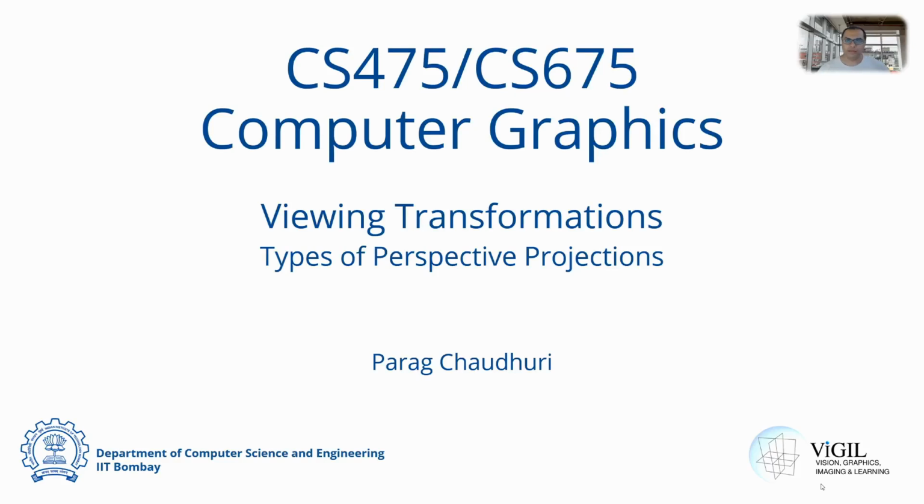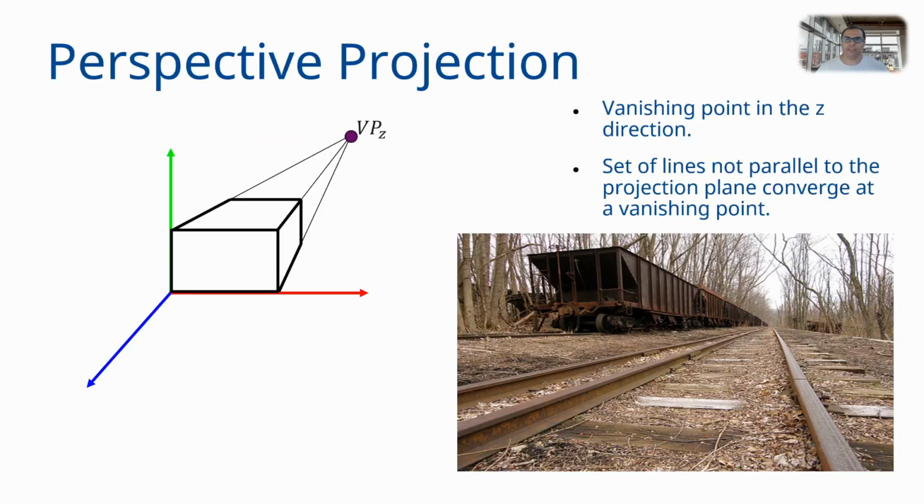Hello everyone. We continue our discussion of perspective projections. So we have seen that perspective projections make parallel lines appear to converge in the resulting image, and the point at which these lines appear to converge are called vanishing points. Now I want to talk about this idea of non-uniform foreshortening before we move on.